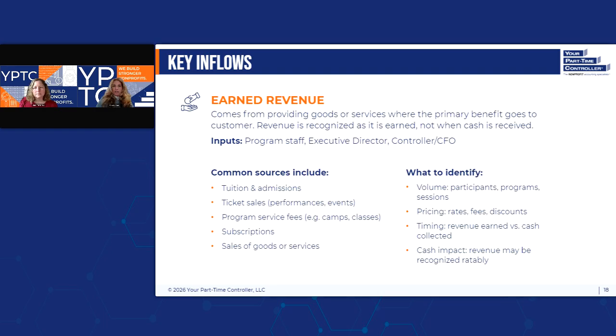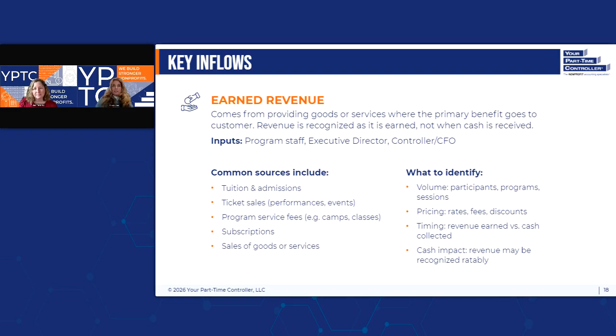Earned revenue, another area to be considering when you're doing your budgeting. And just a quick reminder, similar to for-profits, earned revenue is revenue you generate by providing goods or services. So it's a reciprocal transaction where the primary benefit goes to the customer. It's revenue that is recognized as it is earned. So the examples are listed here on this slide, and I'm only going to highlight a few.